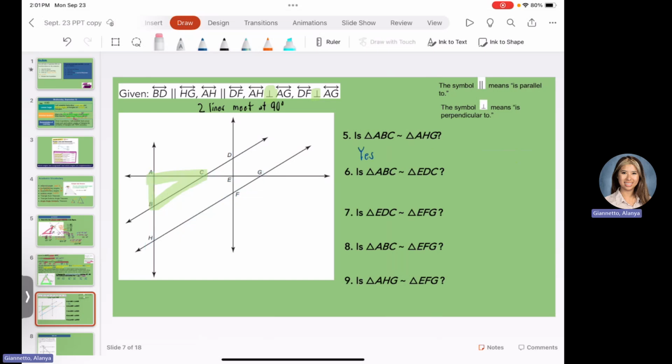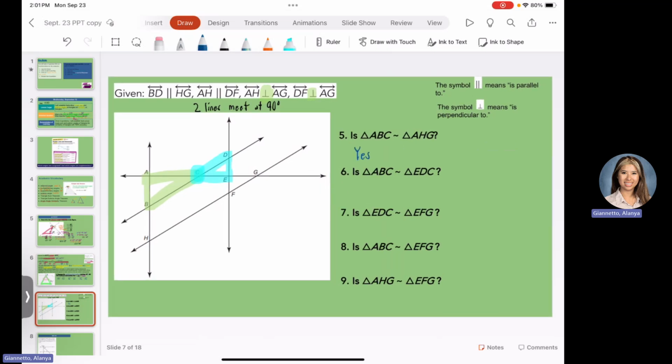Okay, we still have ABC for the next one, but now it's comparing it to EDC. So EDC right here is right here. So we can see that they're both triangles. They meet at this point, point C, but we can see that, yes, they are similar because they are both triangles, just different sizes.